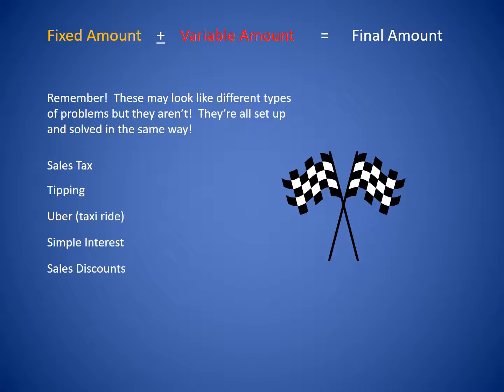So sales tax, tipping, taxi rides, simple interest, sales discounts, even though they seem to be different kinds of problems, they're exactly the same. So if you can set up and solve one of these, you should be able to set up and solve all of them. In a future video and in class, we'll talk more about how to actually go ahead and do the algebra to solve each of these kinds of problems.